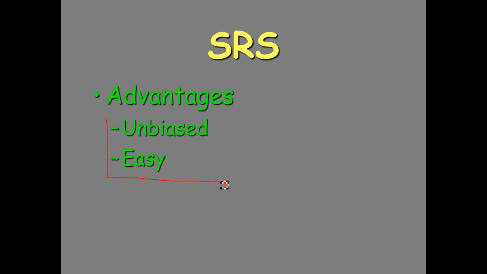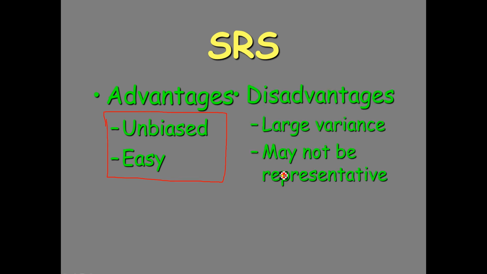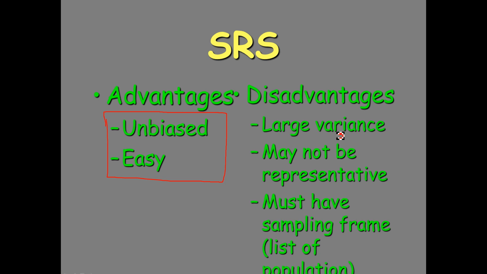These two advantages you really need to memorize. An SRS is going to be unbiased if done right, and it's very easy, because essentially all you're doing is picking people randomly and interviewing them. A disadvantage might be large variance, because let's say, by chance you get a bunch of people who are close together and one guy whose response is just way out there, and it causes big variance. And you must have that sampling frame, which can be a pain in the butt.